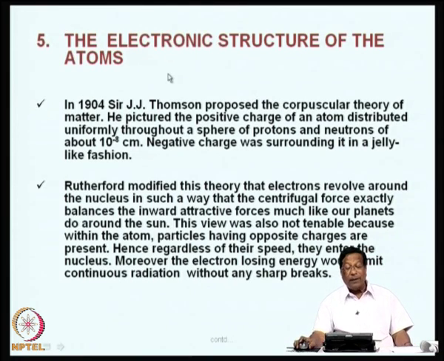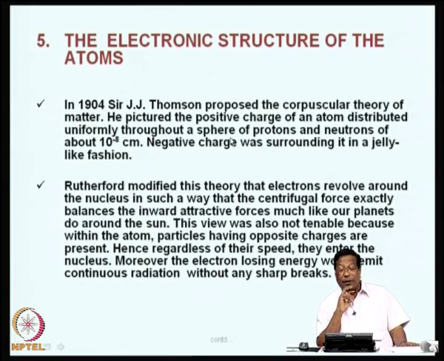Now, let us take a look at the electronic structure of the atoms. The electronic structure, as I have already told you, is around the nucleus in a space of about 10,000 times the size of the nucleus, and in which there must be electrons having the same charge as a proton, but having about 1 by 1840th of the mass. That means the charge to mass ratio is very high in electrons.